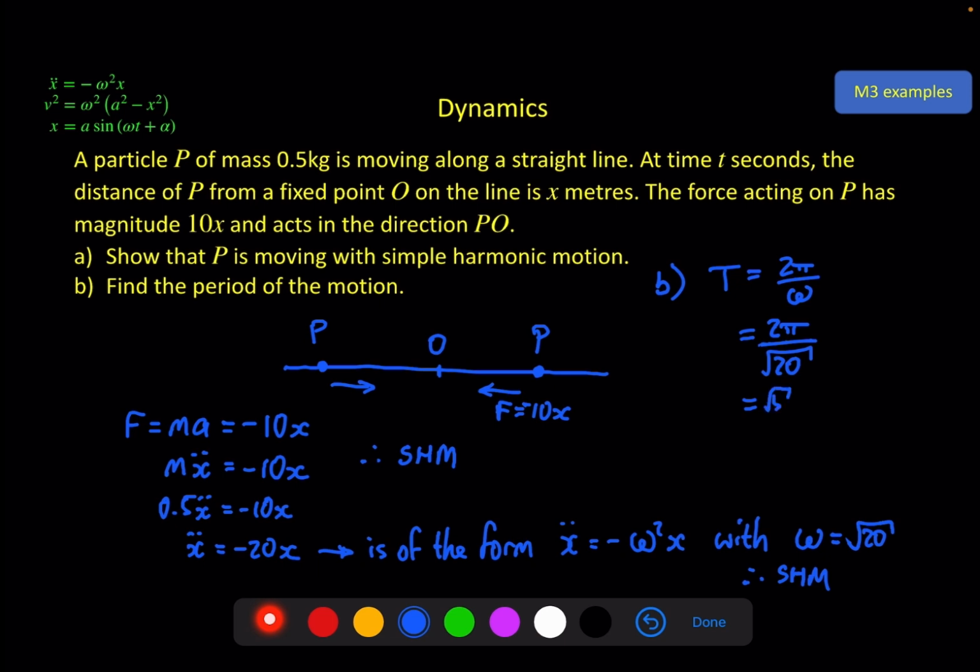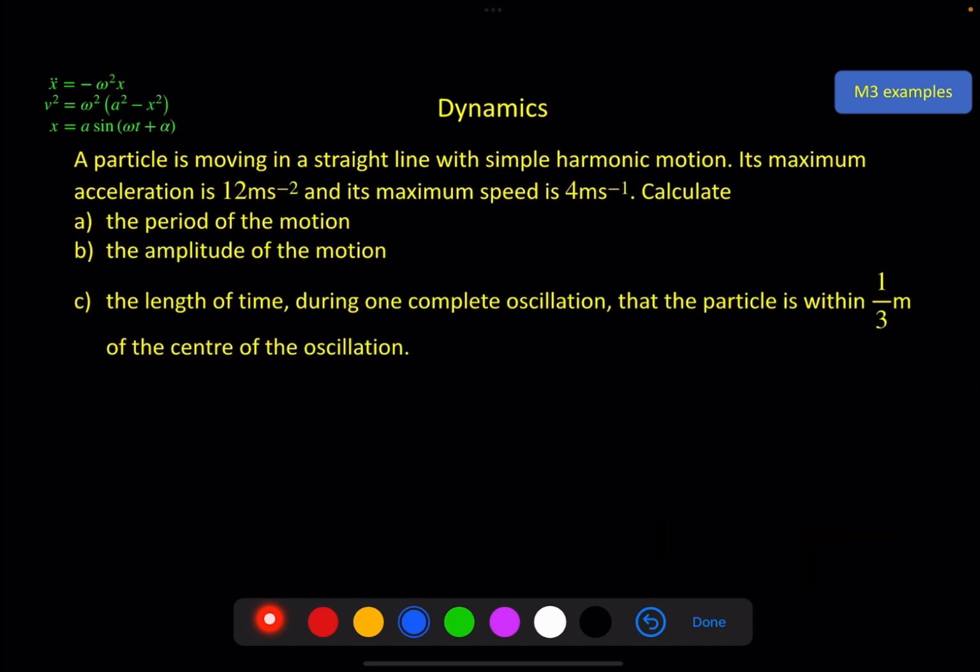Which is root 5 pi over 5, or 1.40 seconds to 3 significant figures. Next example. A particle is moving in a straight line with simple harmonic motion. Its maximum acceleration is 12 meters per second squared, and its maximum speed is 4 meters per second. Calculate the period of the motion.